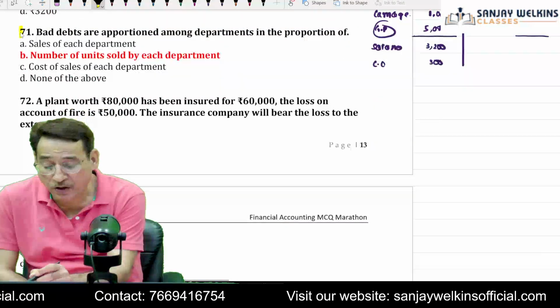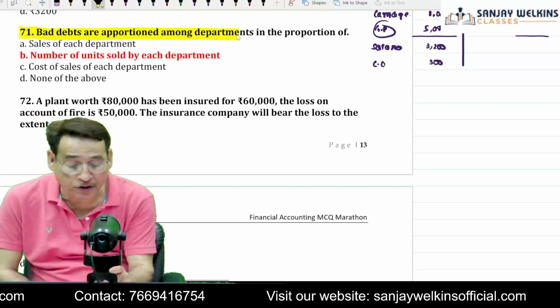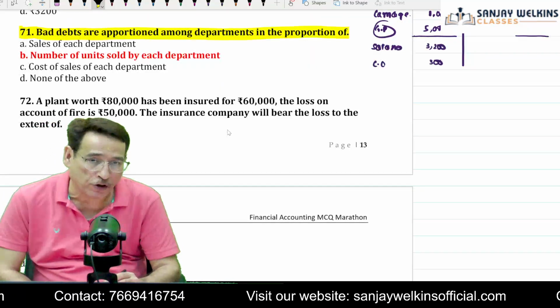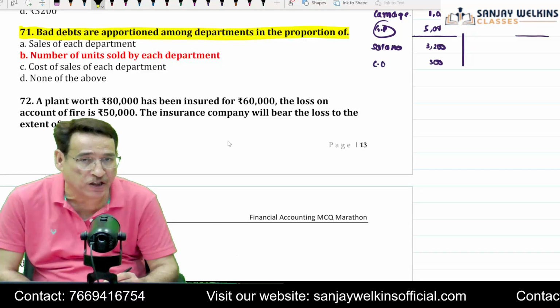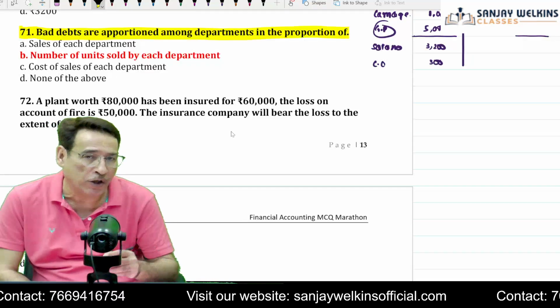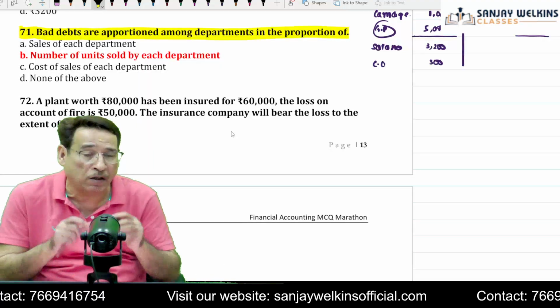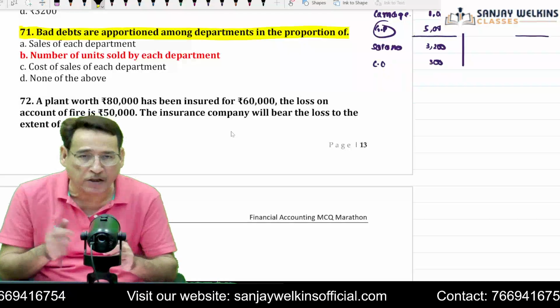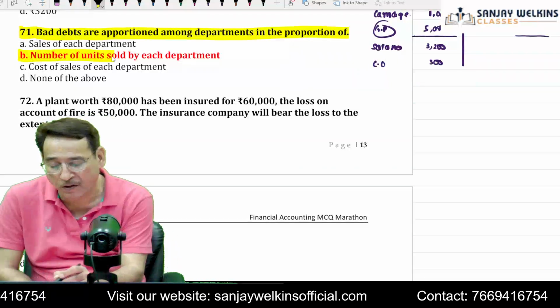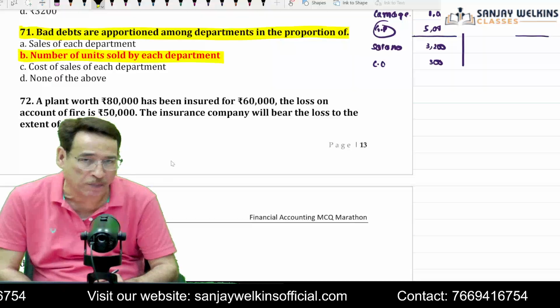In the next question, it is given that bad debts are apportioned among the departments in the proportion of. Honestly speaking, generally the bad debts are allocated on the basis of sales. However, if in the question besides sales, it is also given number of units sold by each department, then in that case, it is better to allocate bad debts on the basis of number of units sold by each department. Correct?